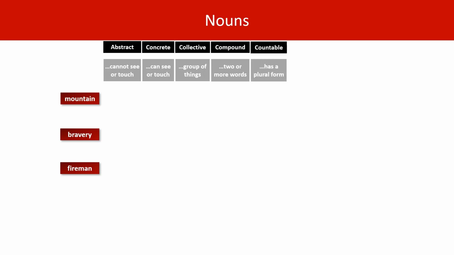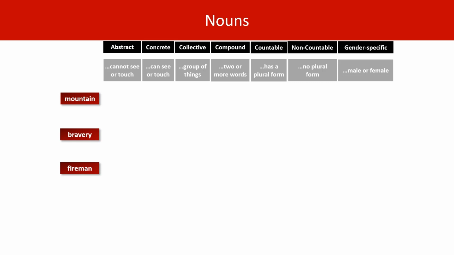A countable noun, something you can count. In other words, something that has a plural form. A non-countable noun, the opposite, has no plural form. Like that word bravery. That's a non-countable noun. And you have gender-specific nouns, and these are things that are specifically male or female.